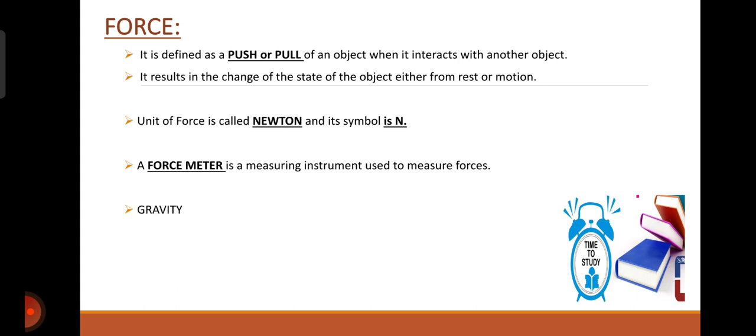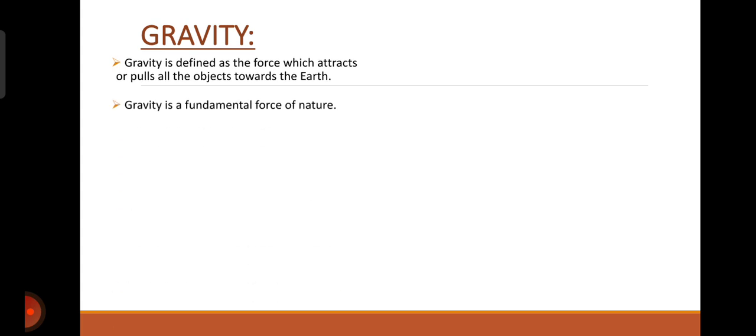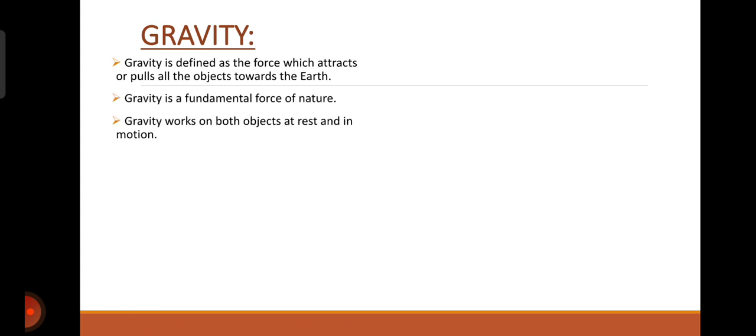There are different types of forces. We will be learning them over here. They are gravity, normal forces, and applied forces. As you saw in the previous image, the apple was falling down from a tree. Why was it happening? There was a gravitational force applied on the apple. So we can say that gravity is defined as the force which attracts or pulls all the objects towards the earth. It is the fundamental force of nature.